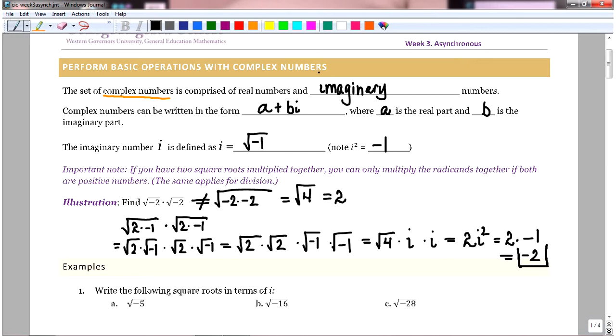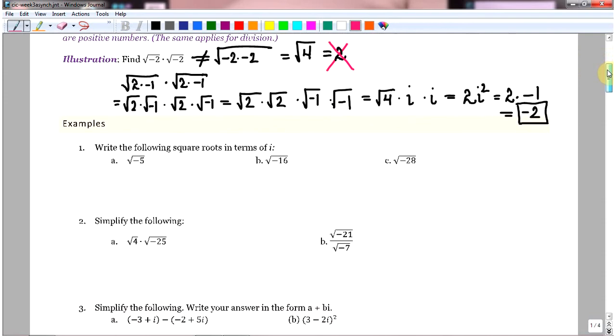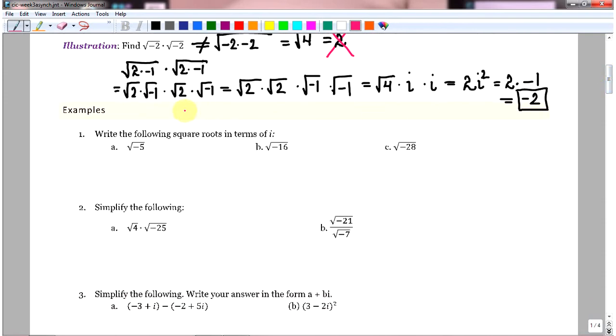So notice that negative 2, the correct answer, is not the same as what we would have come up with if we just simply multiplied the values under the square root. Okay, so whenever you see the square root of a negative, you want to make sure to get the negative outside of the square root by using i, so then you can work with your rules. So let's look at a couple of examples of how to do that.